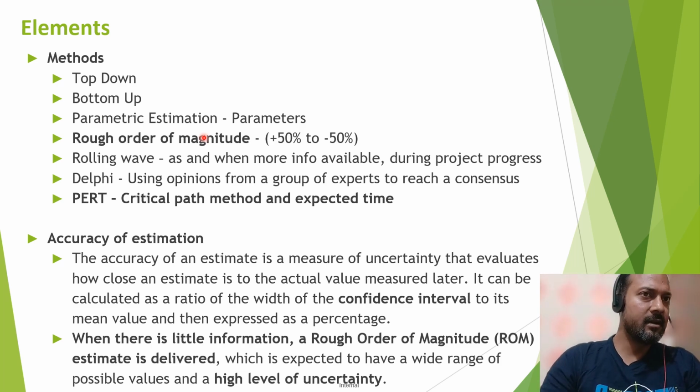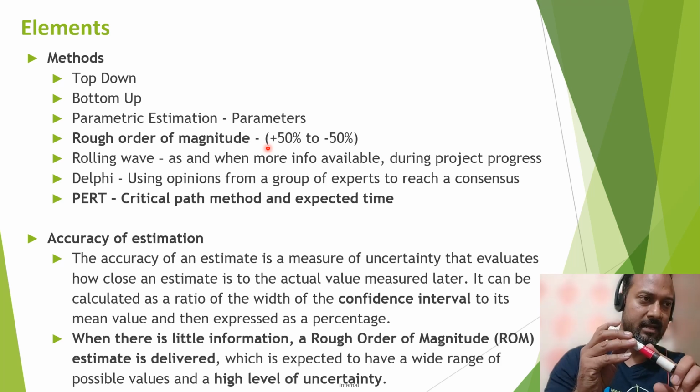Then parametric estimation, and another example that I have given: the parameters. You try to estimate based on the different parameters, right? So let's say this is a marker. This marker has permanent ink inside, so that's one parameter. The ink is of a red color, that's a second parameter. This body is made up of plastic, which is easy to hold and very light.